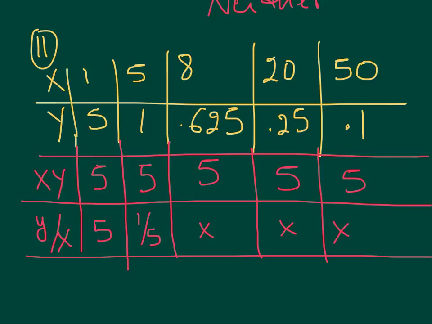Number 11. As you can see, I did the table here, and I multiplied x by y. I multiplied 1 by 5 and got a 5, 5 times 1 is a 5, 8 times 0.625 is 5, 20 times 0.25 is 5. So all of these are the same constant, then obviously this is an inverse variation. I attempted to do the y over x, and the first two were not the same. I didn't continue, so it is not direct.